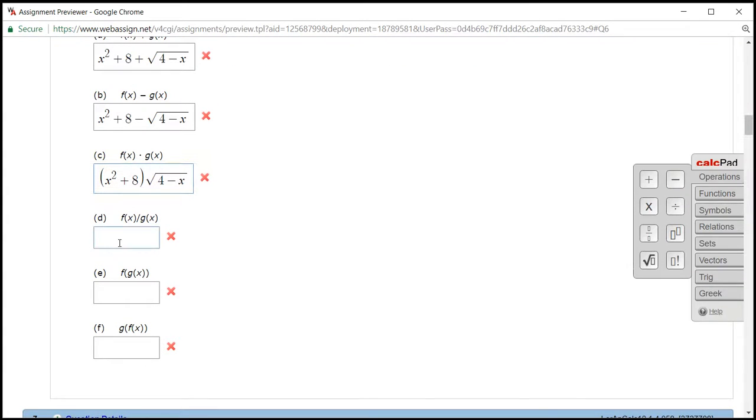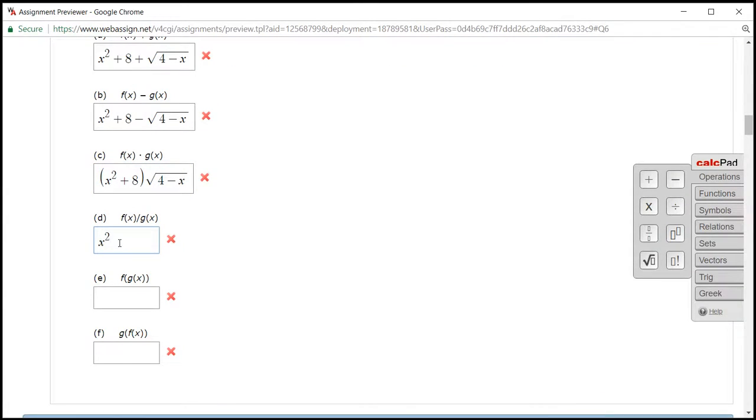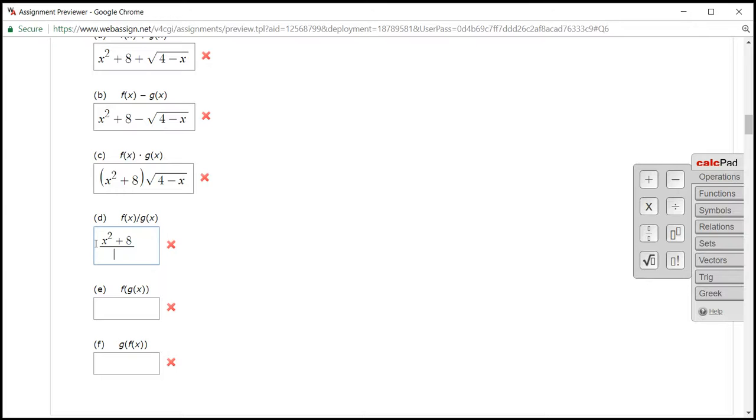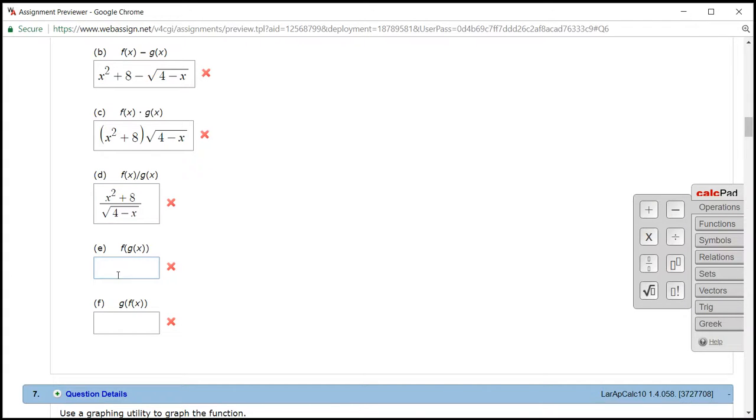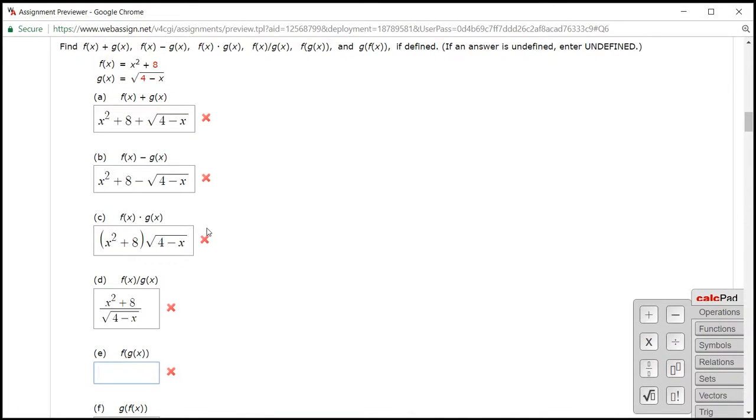Division, it's going to be x squared plus 8, and then I'm going to divide by square root of 4 minus x, right? And here, this is a composition. So we take g of x and plug it into f of x, right? So you can see that here.